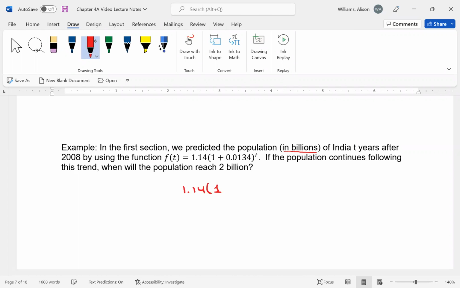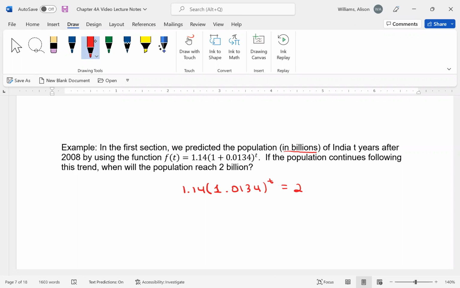So what I want to do is figure out when this equation, 1.14 times 1.0134 to the t, where I'm just adding the 1 and the 0.0134 together on the t, is going to equal 2 for 2 billion. And this is what I'd like to solve. Okay, kind of gross, but let's do this.